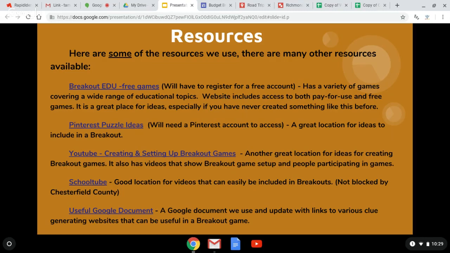Going on. Resources. These are some of the resources that we use. Definitely not all of them. Of course, we look at the Breakout EDU site. That's where we got our original idea. You can sign up for a free account. They have free games that you can look at. So if you're ever wondering what you can do, or you have an idea but you're not quite sure how to do it, a lot of times looking at another game can help you with that.